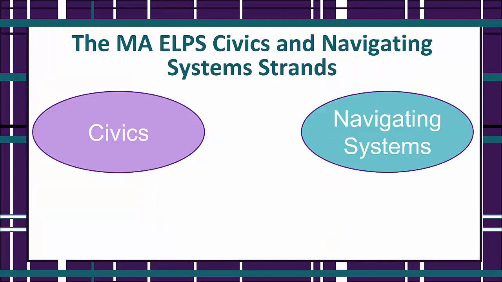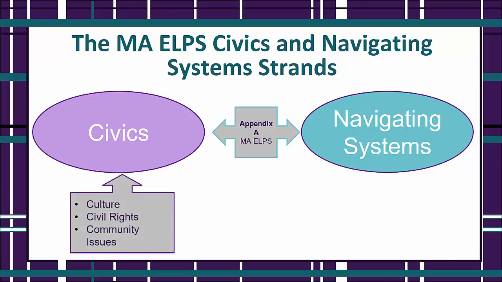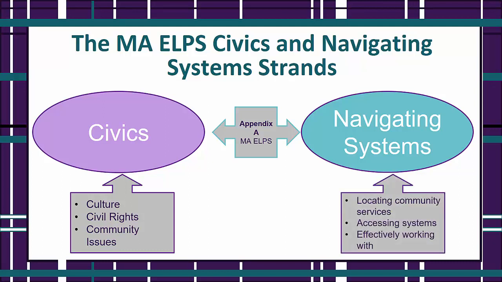When appropriate, include the standards from the Civics and Navigating Systems strands. These strands are found in Appendix A of the MassALPS and include helpful suggestions that can add more depth and rigor to your units. The Civics strand includes examples related to culture, civil rights, and community issues, while the Navigating Systems strand includes examples related to locating community systems and accessing and acting effectively within those systems.